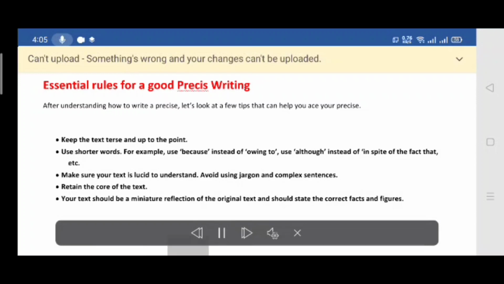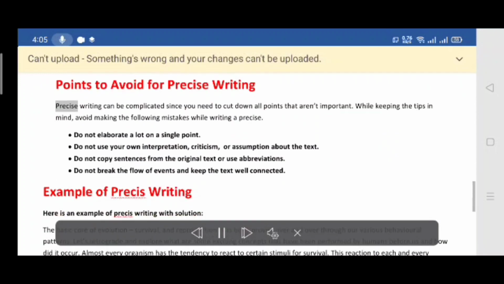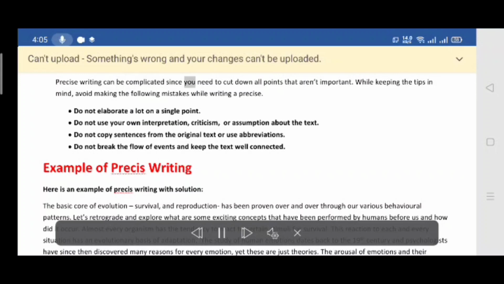Points to avoid for precise writing. Precise writing can be complicated since you need to cut down all points that aren't important. While keeping the tips in mind, avoid making the following mistakes while writing a Précis. Do not elaborate a lot on a single point. Do not use your own interpretation, criticism, or assumption about the text. Do not copy sentences from the original text or use abbreviations. Do not break the flow of events and keep the text well connected.